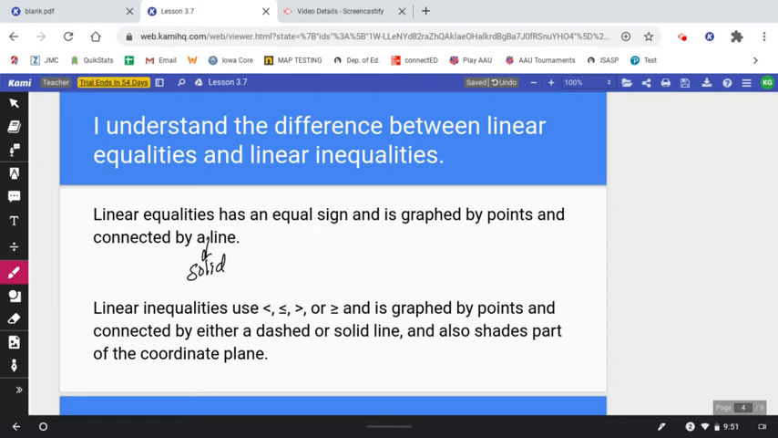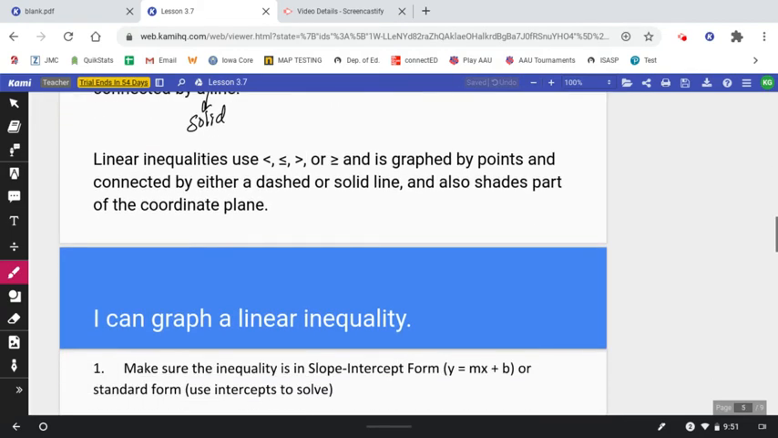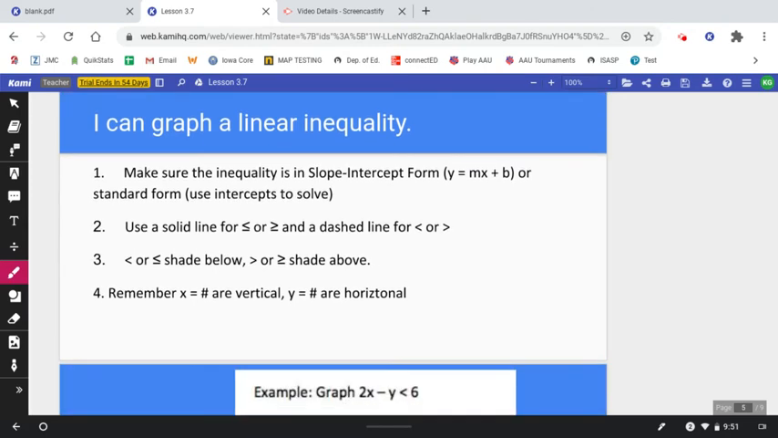Linear inequalities use less than or equal to, greater than or equal to, and are graphed by points connected by either a dashed line or a solid line. Also, in linear inequalities, you need to shade part of the coordinate plane. So how are we going to graph these linear inequalities?